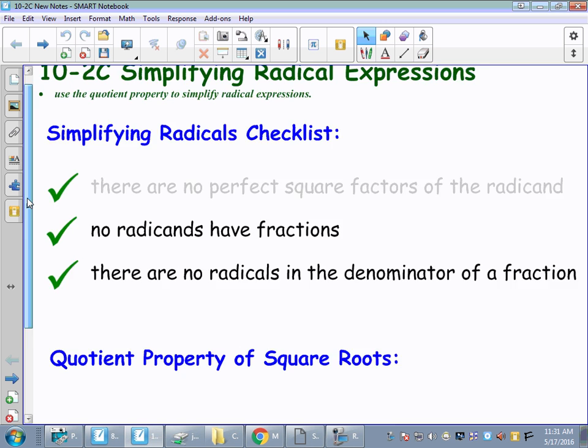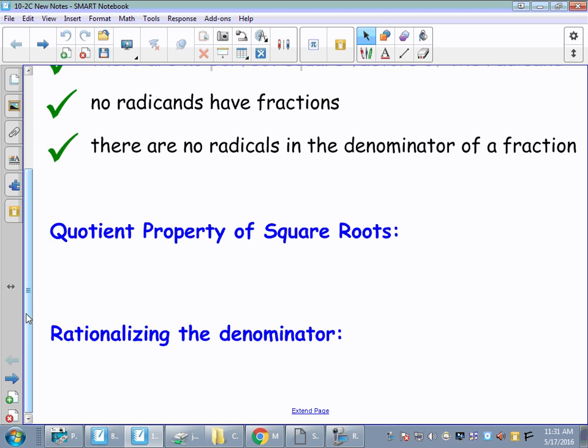To do that, we're going to use the quotient property of square roots, which basically says if you have a radical of a fraction, you can take the square root of the numerator and put it over the square root of the denominator. That's how you alleviate that second check mark: if you have a fraction under a radical sign, you separate it into two different radicals.